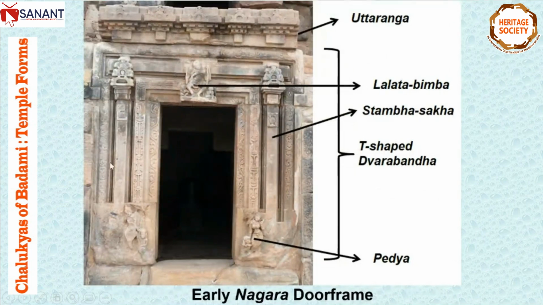And how a Nagara Dwarabandha will be there, that also you can identify here. Okay, so Lalata Bimba is here. A T-shaped door frame is a very significant feature of the northern style temples. And Ganga Yamuna images in the Pedya will be there. And a Stambha Shakha which will have this Ghatapallava decoration, both at the top as well as at the lower end. This is called Uttaranga, of course.